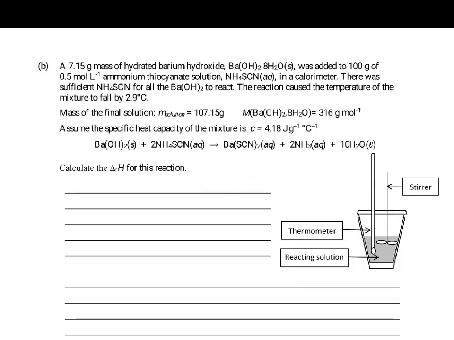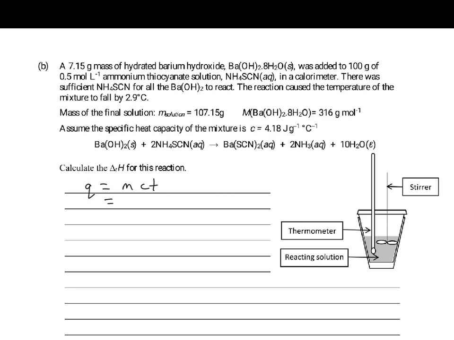Right, next up is a calorimeter question. So we're dissolving a solid into a liquid. It's got a temperature rise and we're trying to work out the enthalpy of reaction. So this is a kind of 2-step process. Number 1, we have to work out how much energy is involved. And to do that, we need this formula here, Q equals mCΔT.